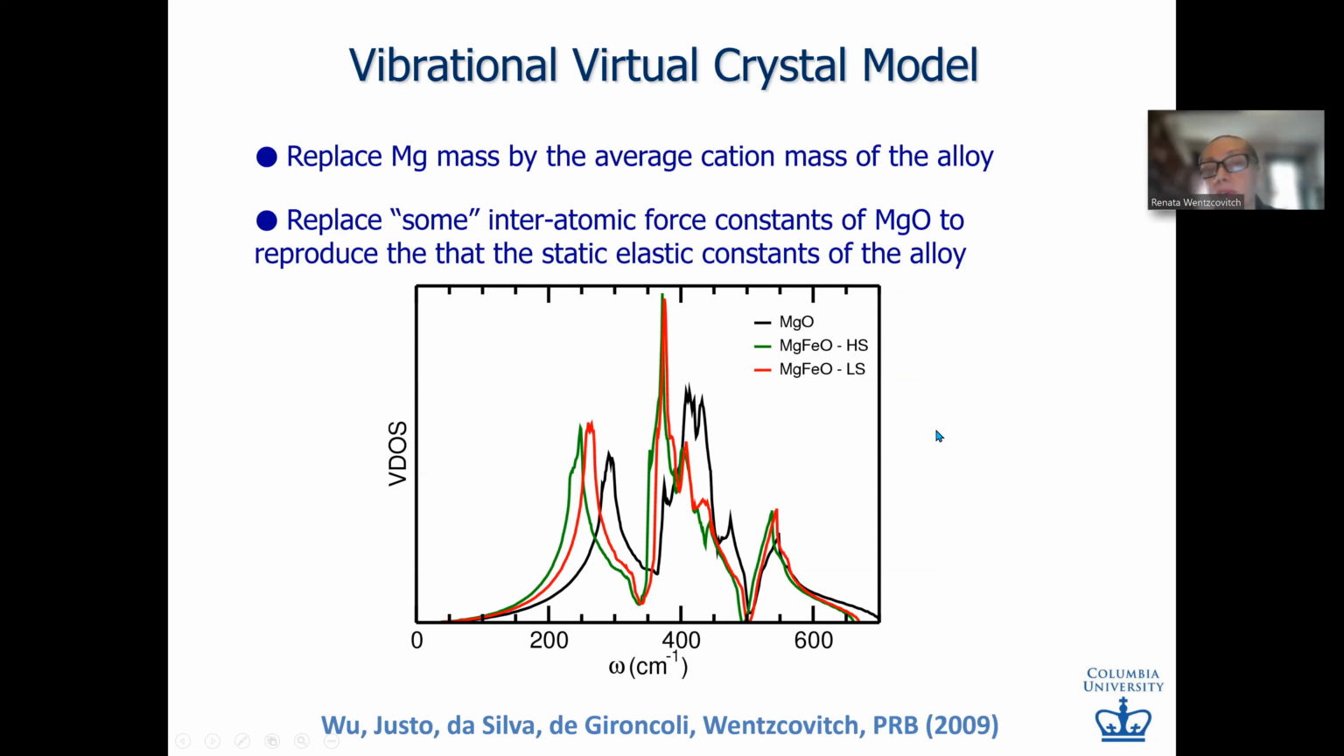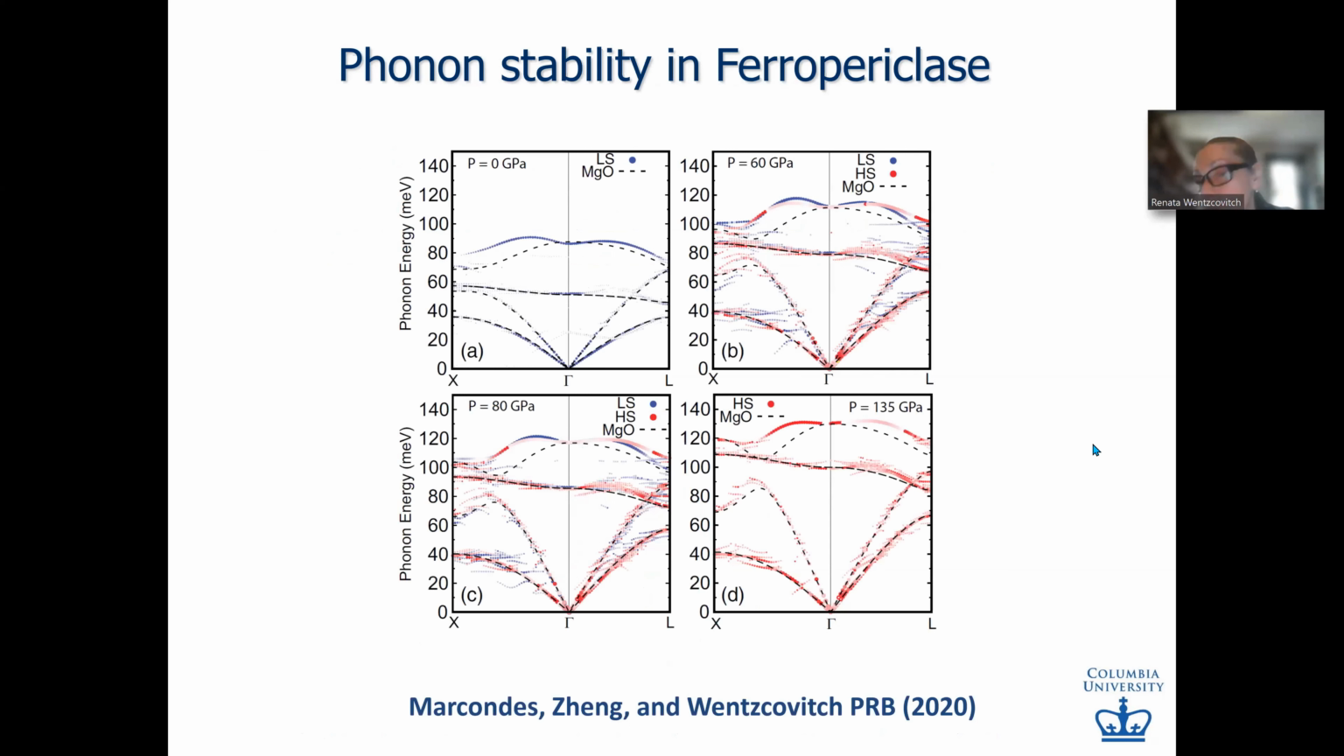Of course, this doesn't prove that phonons are harmonic, but I can use this vibrational density of states to do thermodynamics, right? That's what we did then. And recently we have confirmed with DFT plus U that these phonons are stable. There's a lot more than what I'm going to say here, but this is the essence of what we showed: that phonons in this structure are stable across the spin state change. For example, what I'm showing here are phonon dispersions of ferropericlase, in the low spin state in blue, high spin in red, at 0, 60, 80, and 135 GPa.